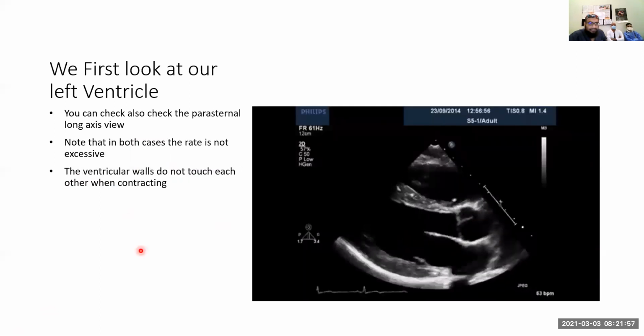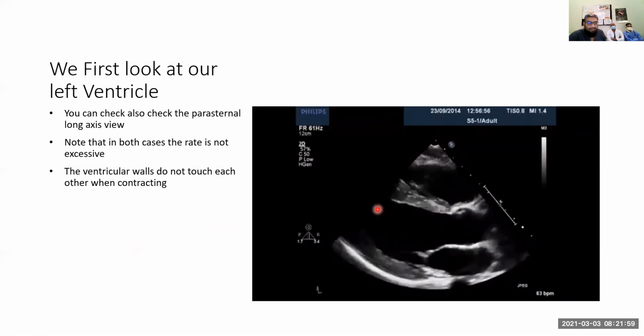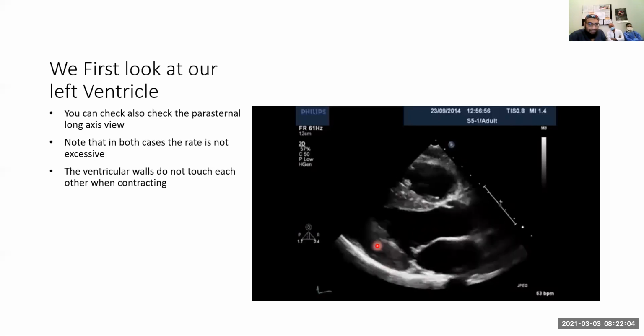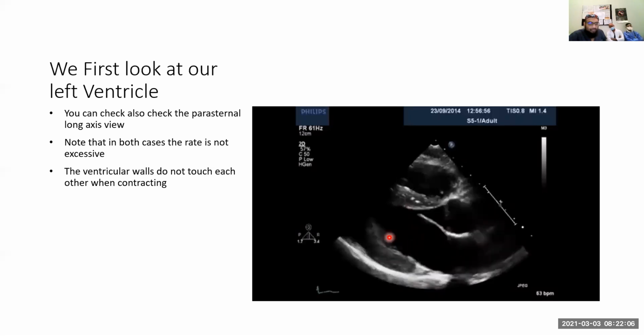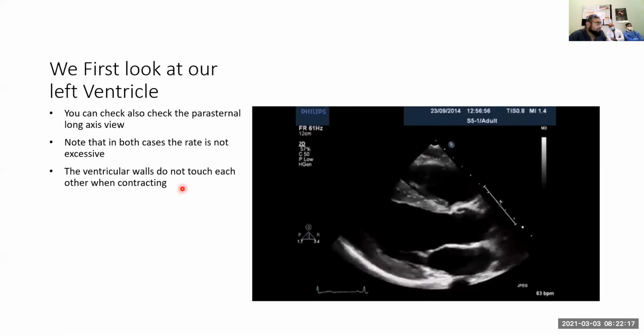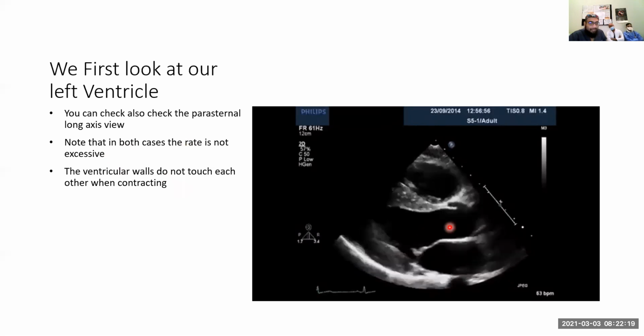Let's look at another one. This is now just the parasternal long view. In this case as well, we see a left ventricle that's got a nice rate, its walls are moving nicely, the heart is moving at a generally easy pace. So those are the two things to note: the heart rate is not excessive and the ventricular walls do not touch each other when contracting. This is just the parasternal long.